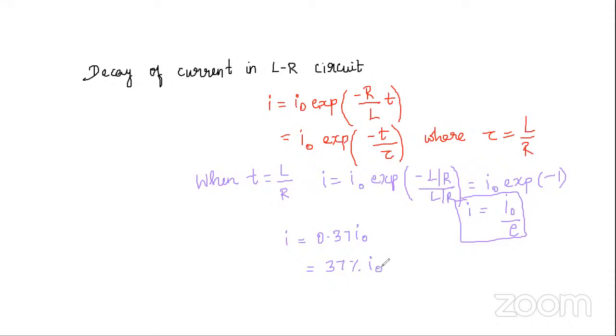Now the rate of decay of current here, we need to express. The rate of decay of current is represented by this equation: minus dI by dt is equal to R by L into I. This is the expression for the rate of decay of current in the LR circuit. So you may be getting numerical problems based on this, so you should remember the formula.